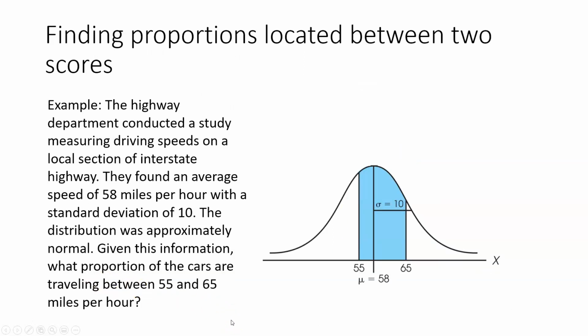You can also use the principles that we've discussed so far to find the proportion that's located between two scores. For example, the Highway Department conducted a study measuring driving speeds on a local section of interstate highway. They found an average speed of 58 miles per hour, that's shown here on the graph, with a standard deviation of 10 miles per hour. The distribution was approximately normal. Given this information, what proportion of the cars are traveling between 55 and 65 miles per hour?